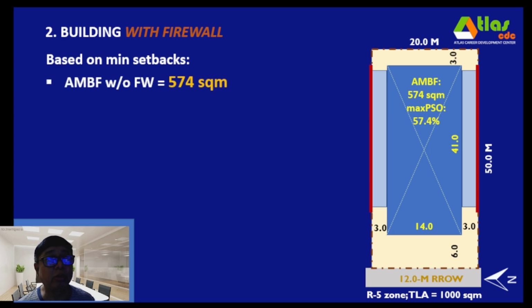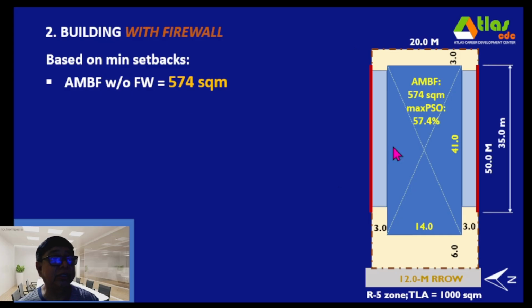So, kunin muna natin ang AMBF without firewall. Ito yung AMBF natin without firewall kanina. This is based on the minimum setback. So, it means na this 3 meters is already a fixed dimension. Because this AMBF, ang fixed dimension natin dyan is 14 by 41. And we now determine ano yung additional natin. Yung light blue na to will be our additional area due to our firewall construction.